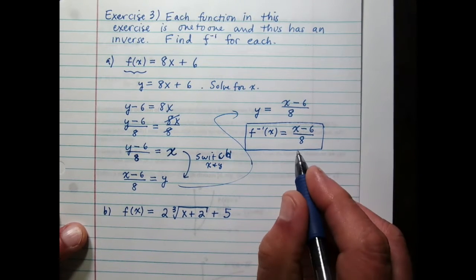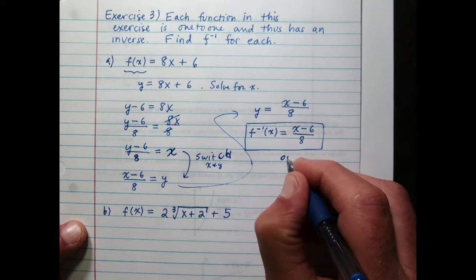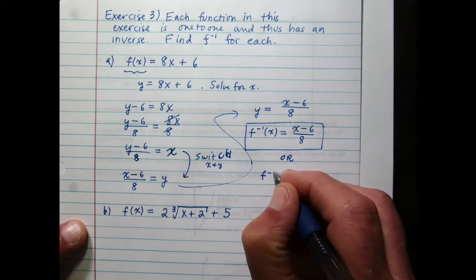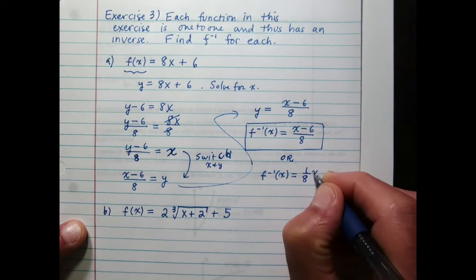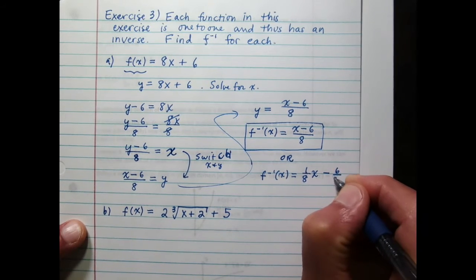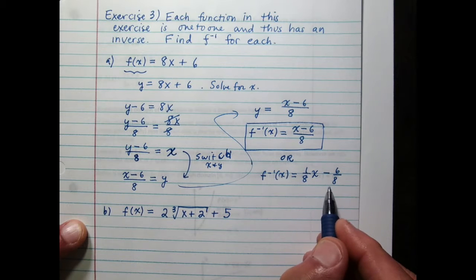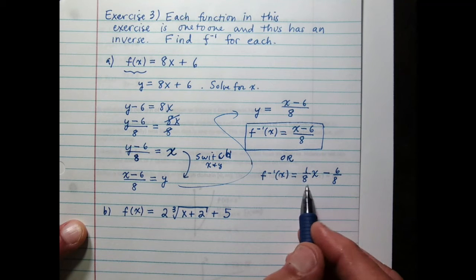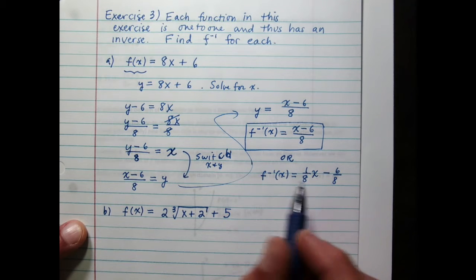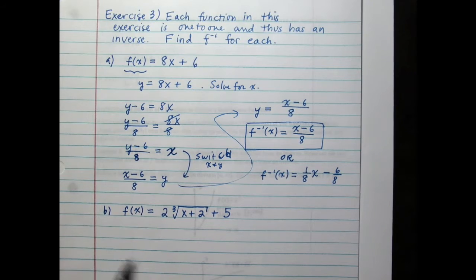That's actually also a linear function. You could write that as f inverse of x equals 1/8 x minus 6/8. You can also write this in the form mx plus b. I'm not going to even reduce that fraction. I just want you to think about how that's also a linear function. The inverse of a linear function is always going to be another linear function. So there, we did part A.